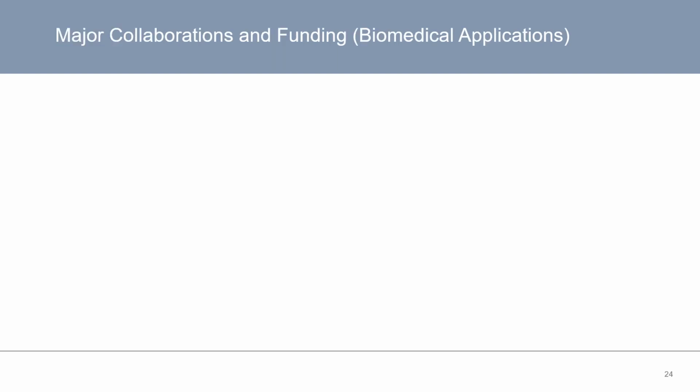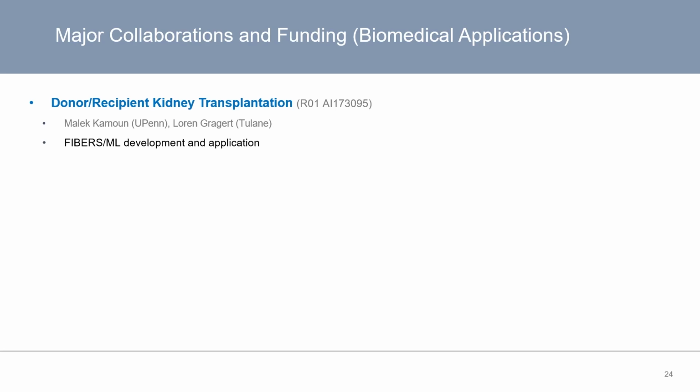I'll end this overview by reviewing some of the major collaborations and funding driving our research as of January 1st, 2023. As just mentioned, the Fibers project is focused on donor-recipient kidney transplantation, and this work was recently funded as an R01. This work is being conducted in close collaboration with Malik Kamoun of the University of Pennsylvania and Lauren Gragert at Tulane. In this work, the URBS-Lab will focus on the further development of Fibers and other machine learning methods and their application to this transplantation research.